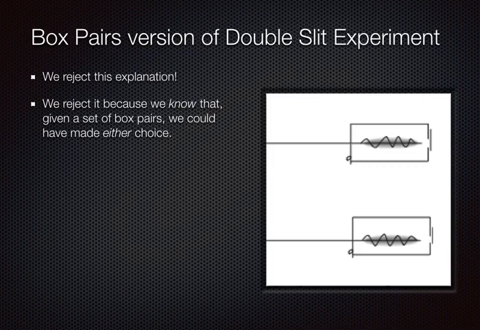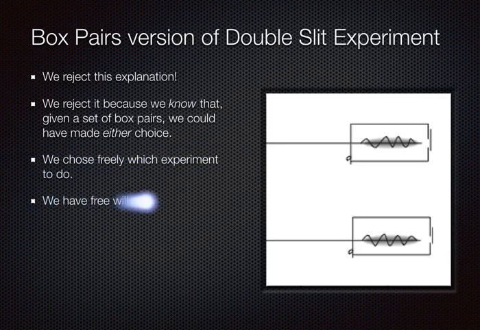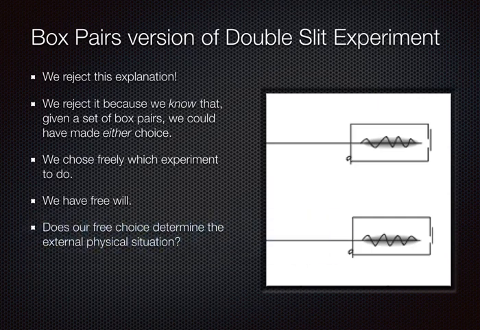So we have to reject this because we know that given a pair of boxes, we could have made either choice. We chose freely which experiment to do. Did we want to know which box, or did we want to know not which box? We have free will. Last time I checked. So does our free will determine the external physical situation? Does the fact that I choose to open both the slits then determine what's going to come out of the boxes?